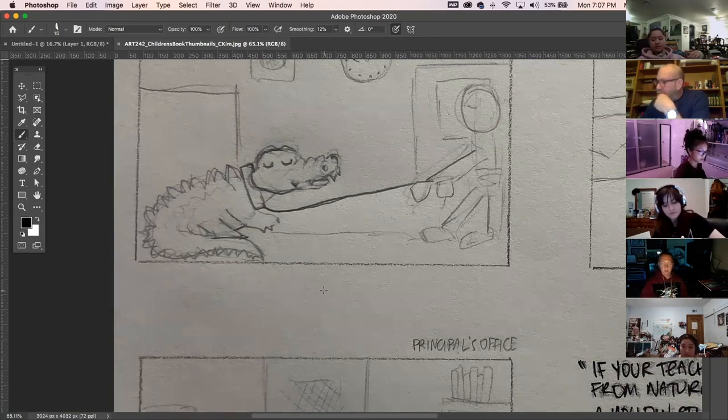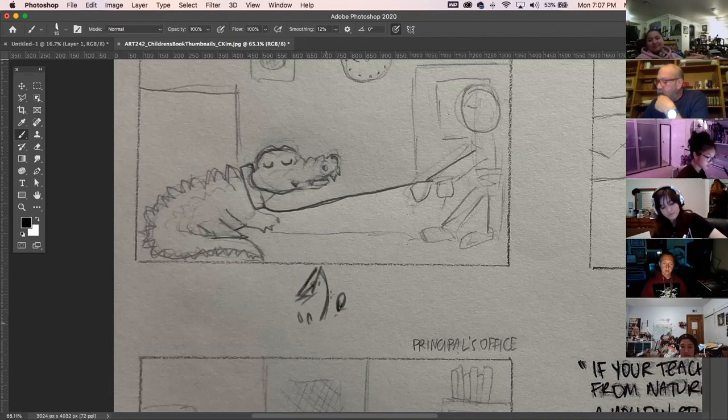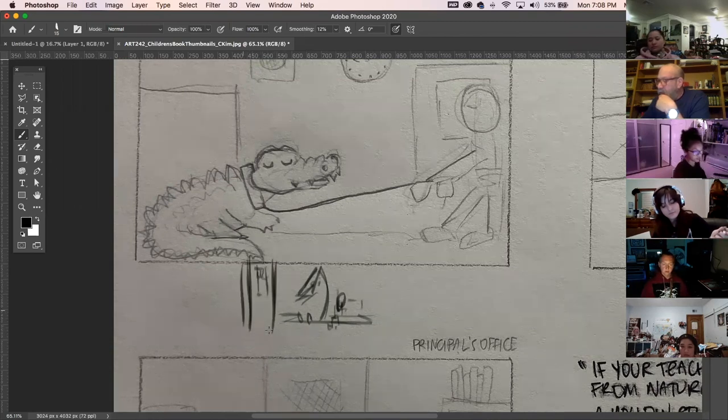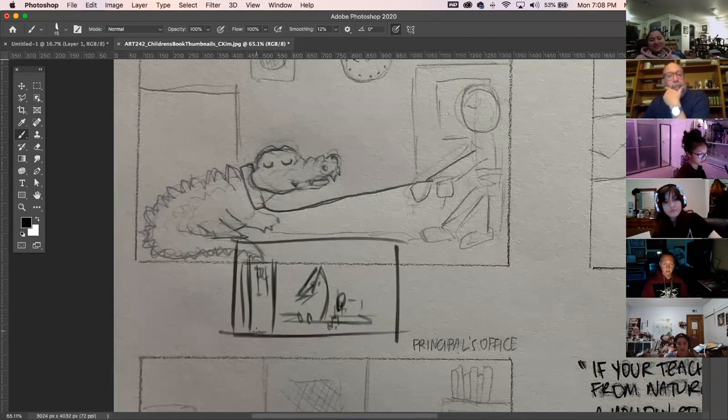But why couldn't it be the alligator looking kind of bummed, and the kid here? I'd always make the alligator bigger, but that's just me. And maybe they're sitting on a bench right here, and here's his feet. I know I'm drawing this very loose. And then here is the principal's door. Does that make sense? Yeah, that's my idea underneath it. Oh, good.